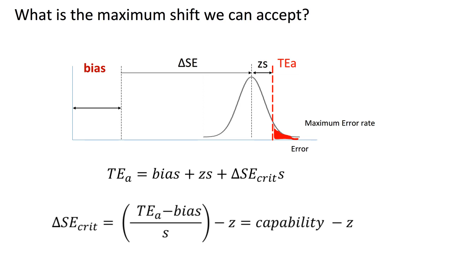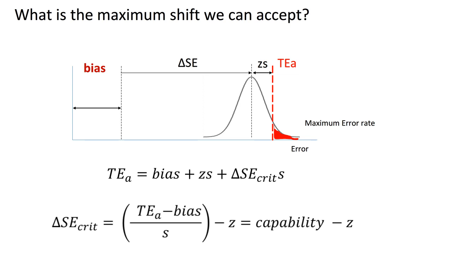We can use the analogy of an error budget. The total error is consumed by bias, the buffer zone, and the critical shift size, as shown in the upper equation. Rearranging, the maximum shift is given by the second equation. You might recognize the term in parentheses as the process capability. The maximum shift is an important number to know. It tells us the magnitude of systematic errors or shifts that we need to be able to detect in our control scheme.